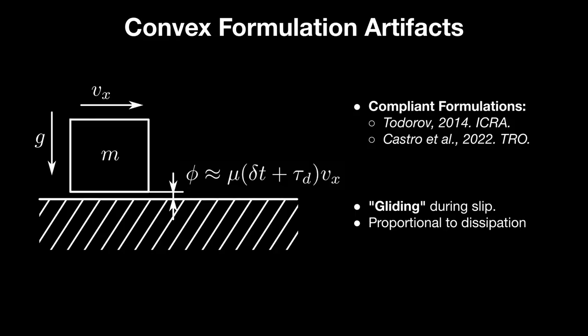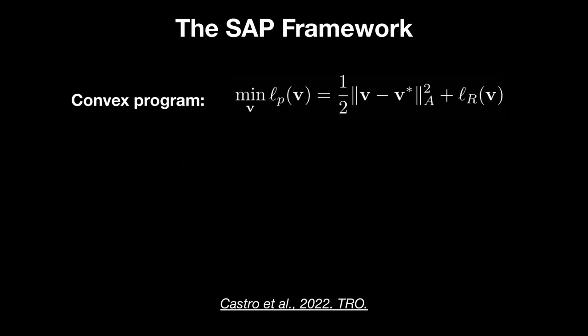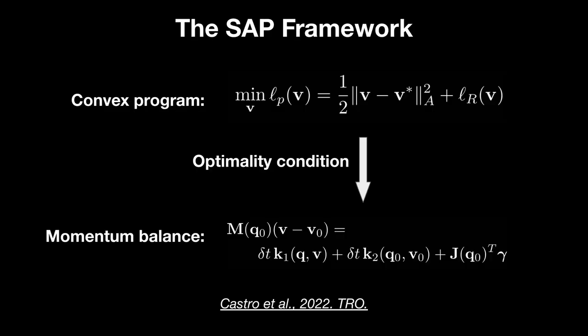These methods also lack flexibility, as the contact model is intrinsic to the formulation, limiting sim-to-real accuracy. Our work resolves these issues by incorporating experimentally validated contact models into a convex framework. Building on our previous work, we frame this as an unconstrained convex optimization problem for the velocities of the system. The optimality condition here enforces momentum balance using a stable symplectic scheme.